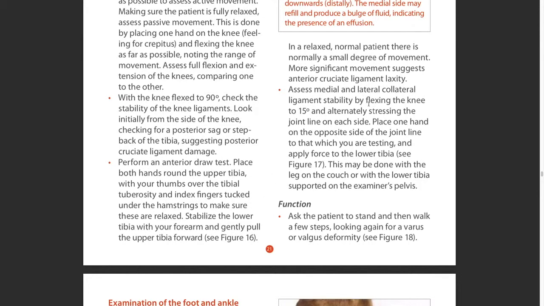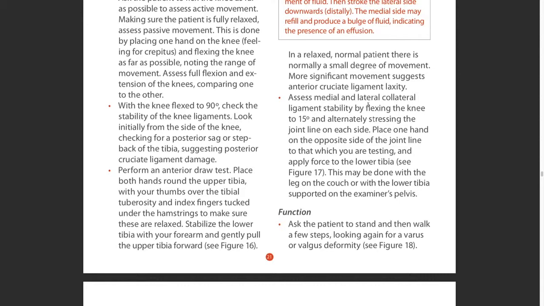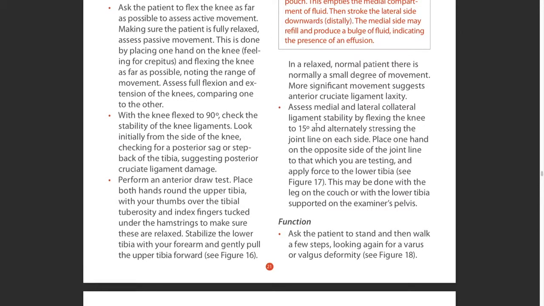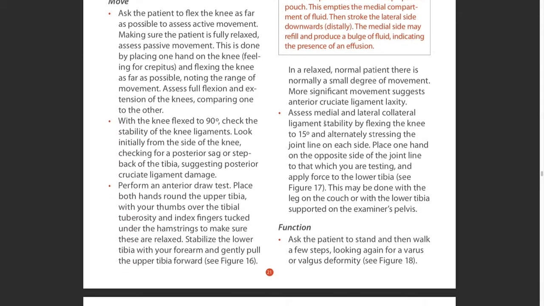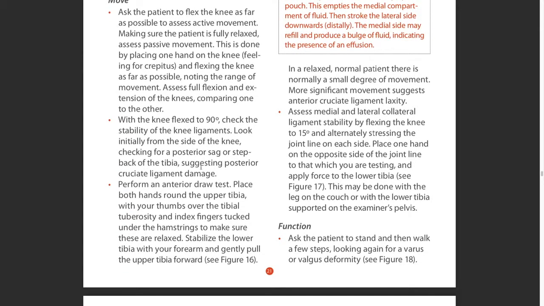And where's the posterior draw test? I guess it's not listed here, but you can do it as well. Instead of pulling forward, you push backwards to check for posterior draw test. This is to check for posterior cruciate ligament damage. It's the same reason you look for posterior sag. Okay.